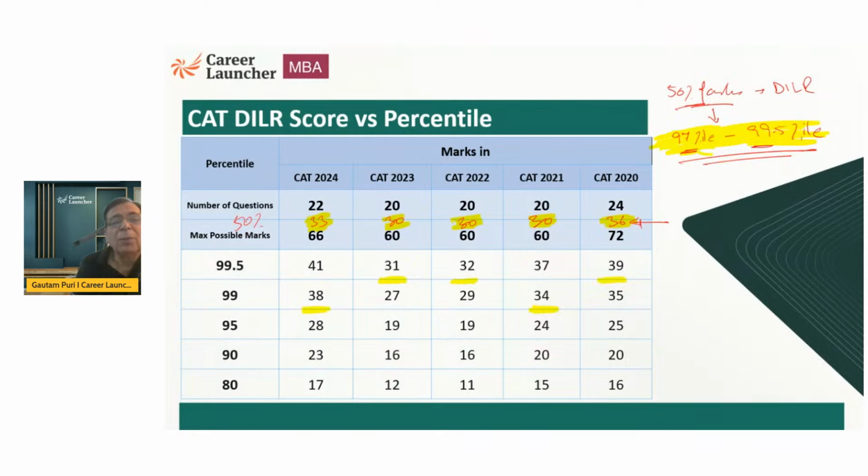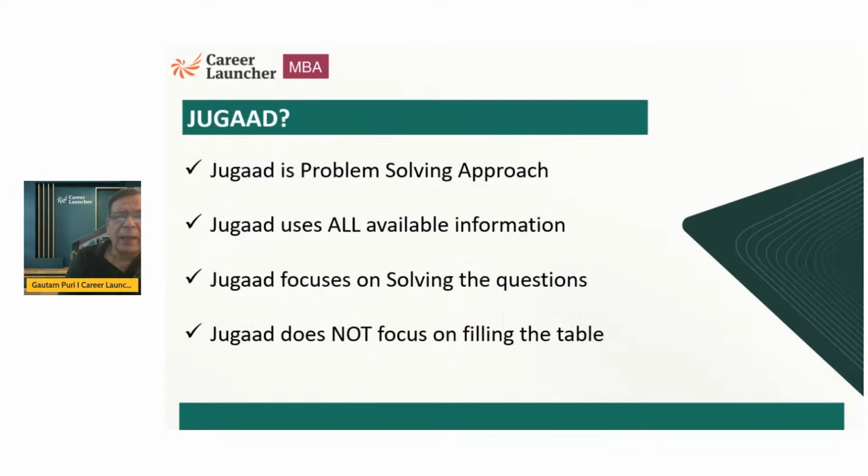Now, which also means that one extra set can make a difference. If you can save time in the sets you have, maybe 4-5 minutes, then you can easily end up doing one extra set of data, which will give you that extra push to move from 97 to 99, or 90 to 95, or 95 to 98. So that kind of push is required, and that is the purpose of our Jugaad. So what is Jugaad? It is a problem-solving approach. Just a quick recap. Okay, it's a problem-solving approach.